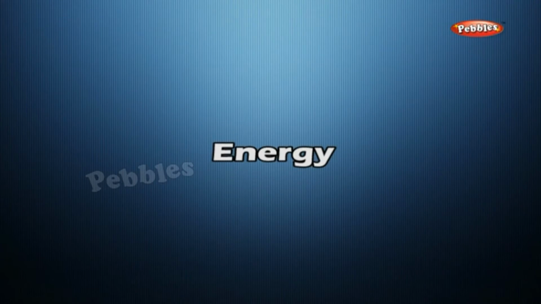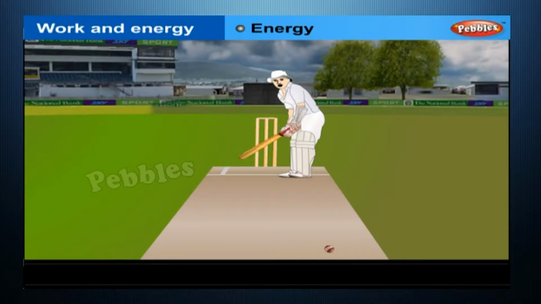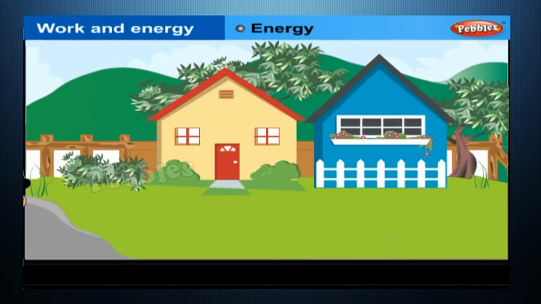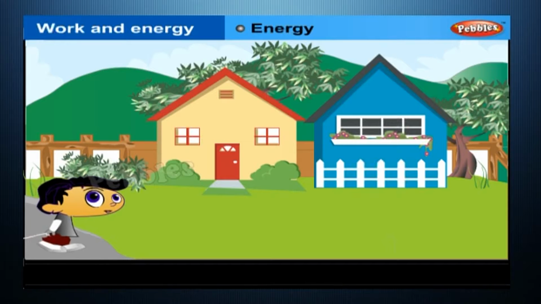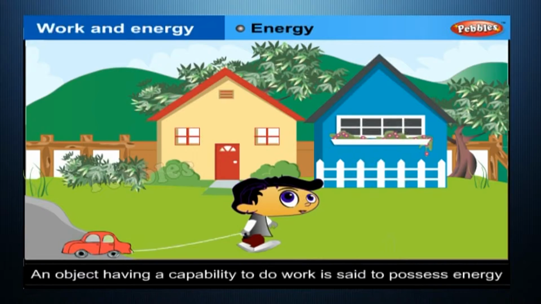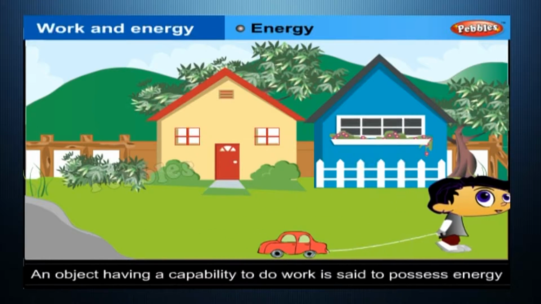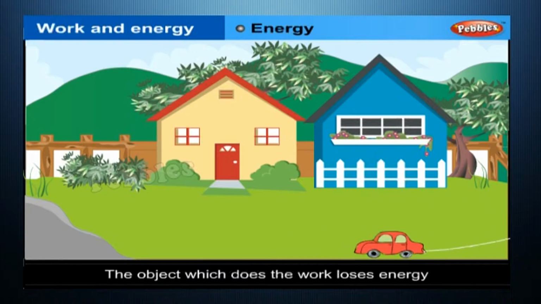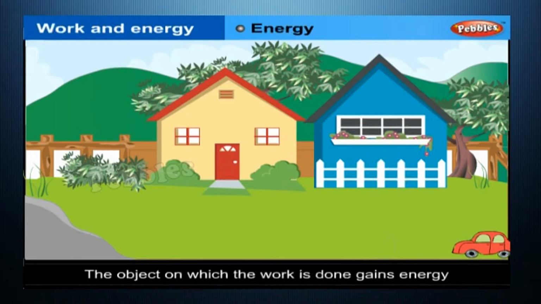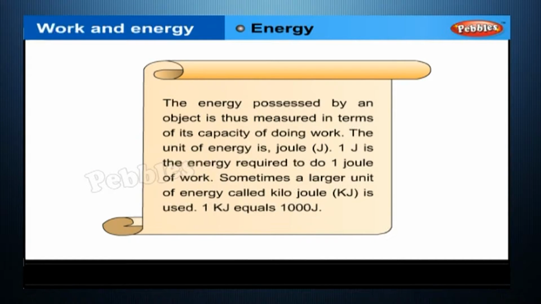Energy. Let us consider the following examples. When a fast-moving cricket ball hits a stationary wicket, the wicket is thrown away. We have also observed children winding a toy such as a toy car, and when the toy is placed on the floor, it starts moving. An object having a capability to do work is said to possess energy. The object which does the work loses energy, and the object on which the work is done gains energy. The energy possessed by an object is thus measured in terms of its capacity of doing work.